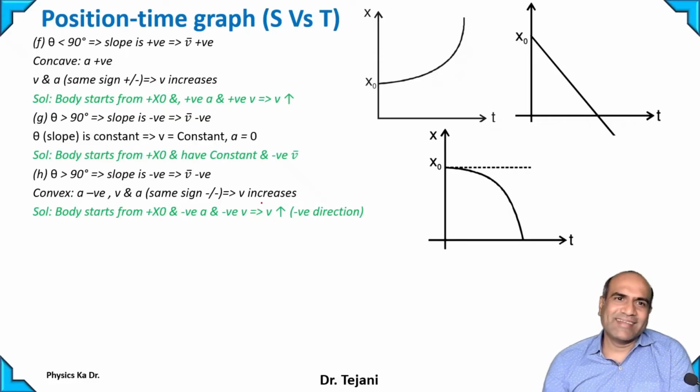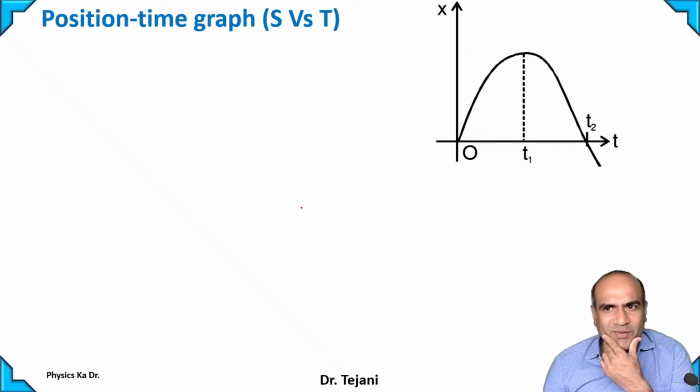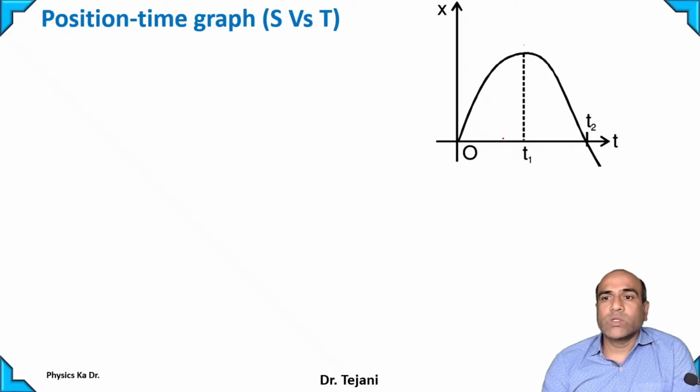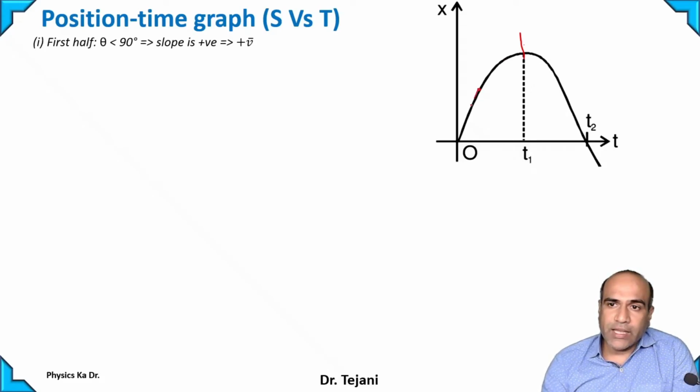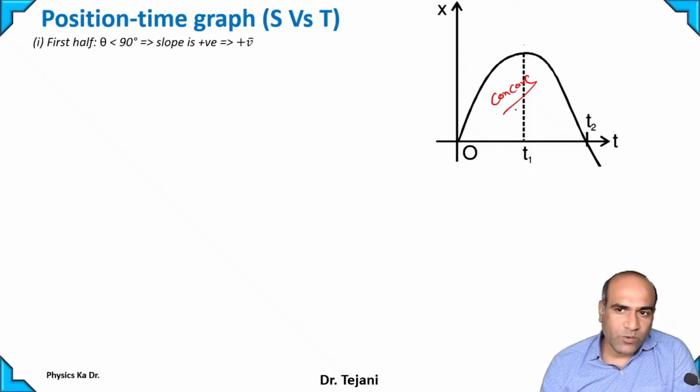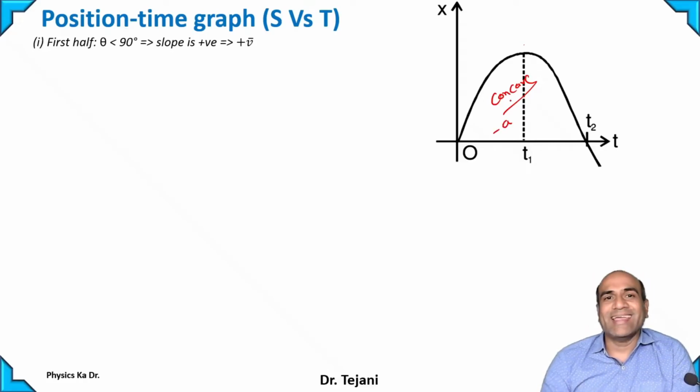Don't confuse with math. The next is the position-time diagram, and this is a very difficult part. So we have to divide this into the O to T1 portion. Let us take angle theta. Theta is less than 90 degrees. So for the first half, velocity is positive. And what about shape? Shape is concave. The meaning is acceleration is negative.